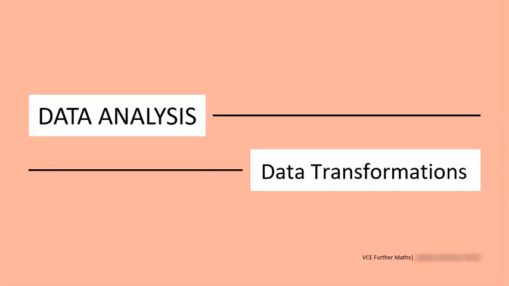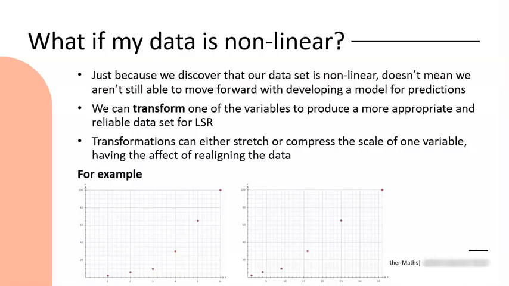This video will cover an introduction to data transformations for data analysis in further mathematics. So firstly, let's think about why we would need a data transformation. Up to this point, we are looking at bivariate numerical data. So we're looking at two sets of numerical variables and comparing them by using scatter plots. We have investigated whether there's an association.